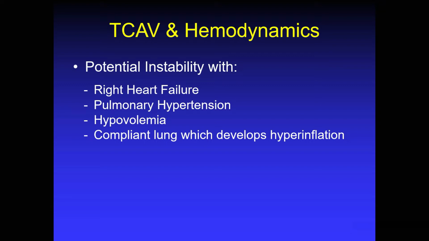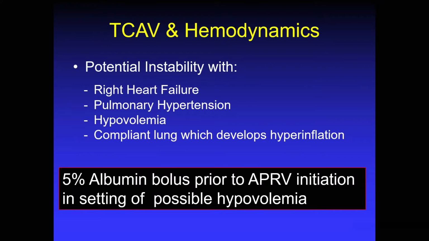One also has to be on guard for hypotension, particularly if a patient is hypovolemic. Hypovolemic patients don't do real well with APRV. They don't tolerate it well. So if there's a chance of hypovolemia, it's recommended that you take some means to address that prior to switching over to APRV, or as much as is feasible prior to intubating the patient.